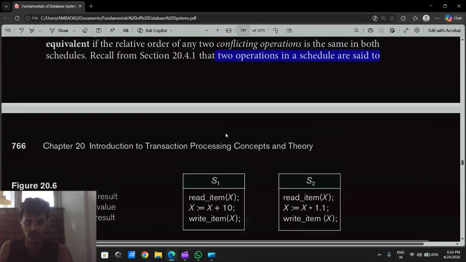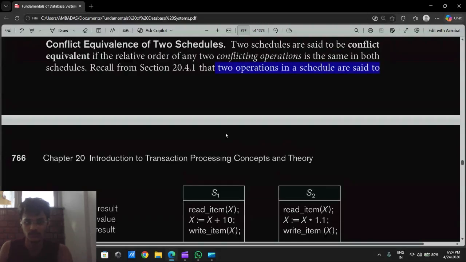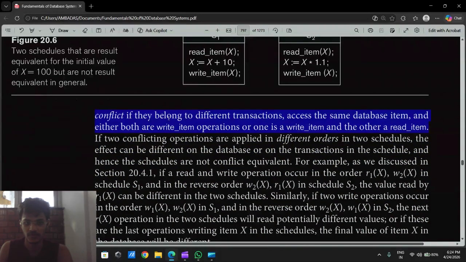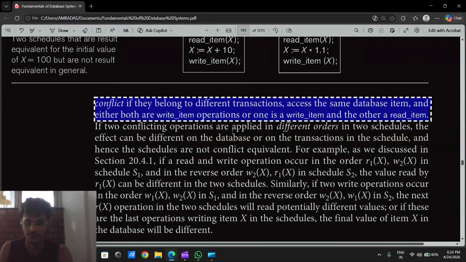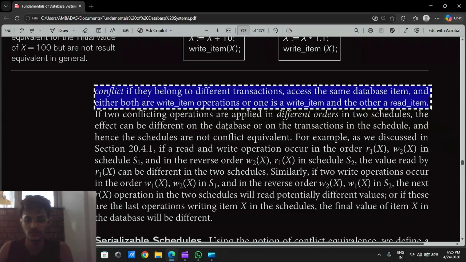The conflict equivalence of two schedules is nothing but that the relative order of the conflicts which occur in both the schedules is the same in both. And as we know, two operations in a schedule are said to conflict if they belong to different transactions, they access the same database item, and either of them is a write operation. These three are the most crucial points for an operation to be considered conflicting.